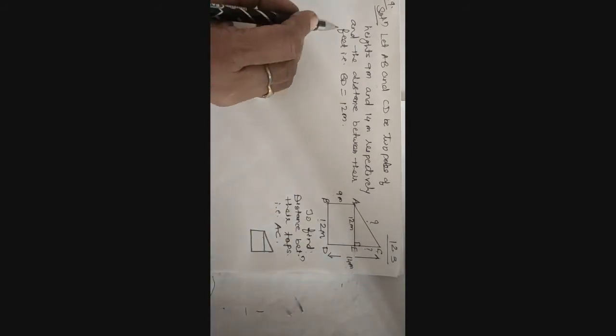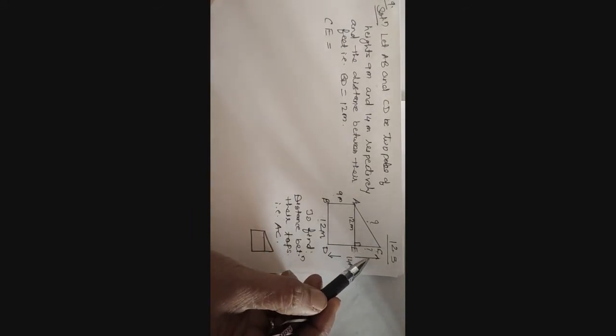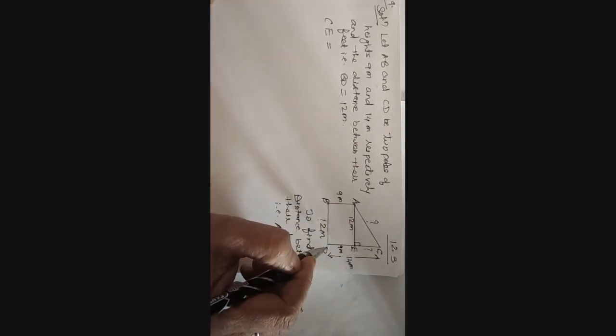Now CE is nothing but, to find this distance CE, you have to subtract the length AB. Means if this AB is 9 meter, so ED will also be 9 meter. You see, AB and ED both are the same. So subtract ED from CD so that you will get CE. So let's write all this.